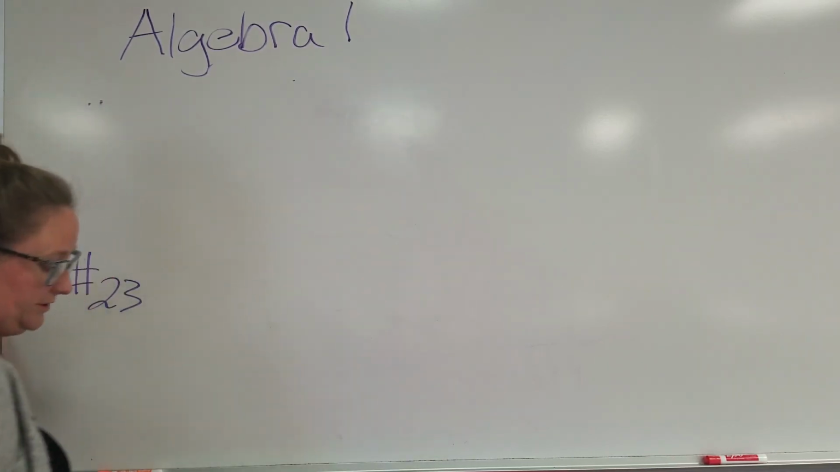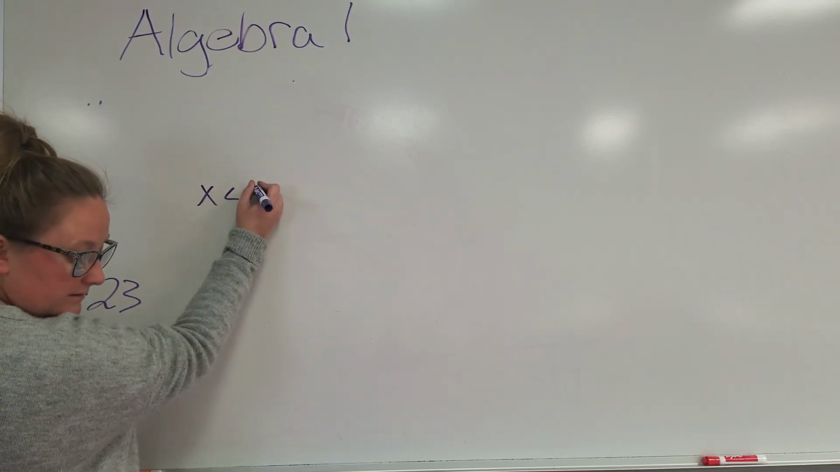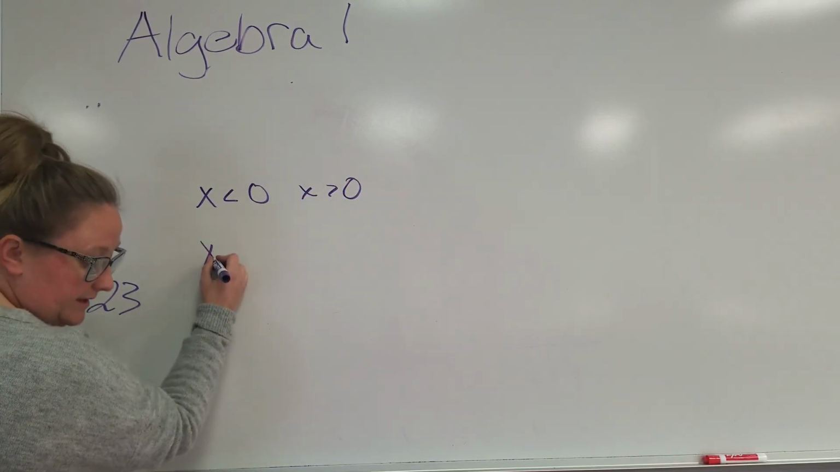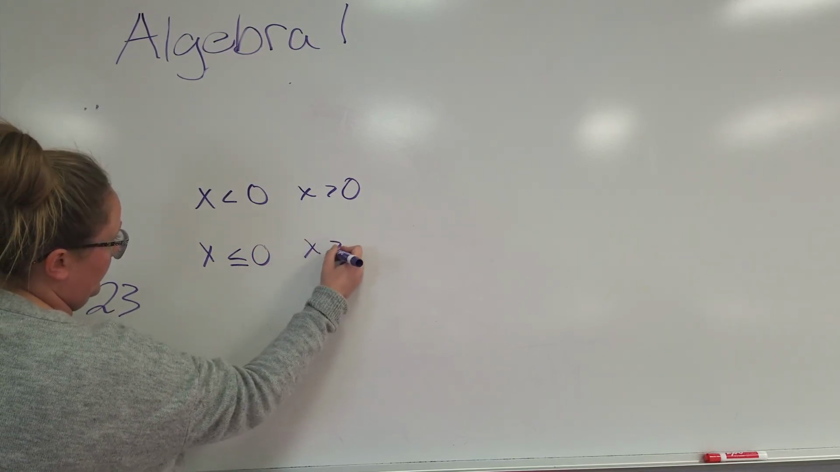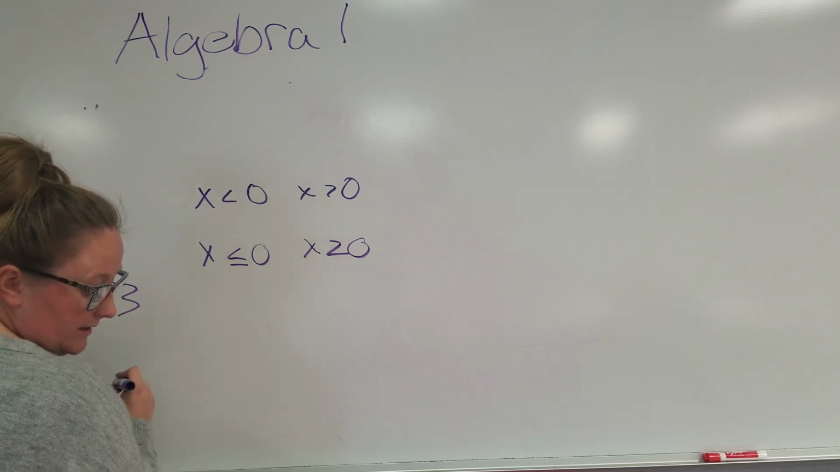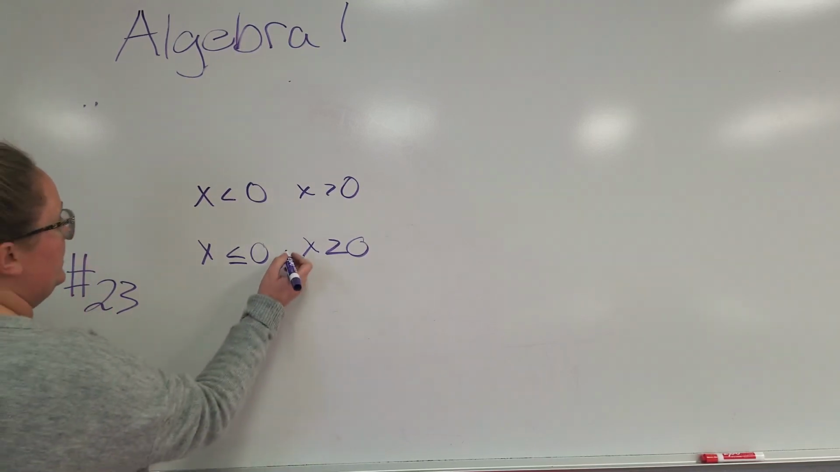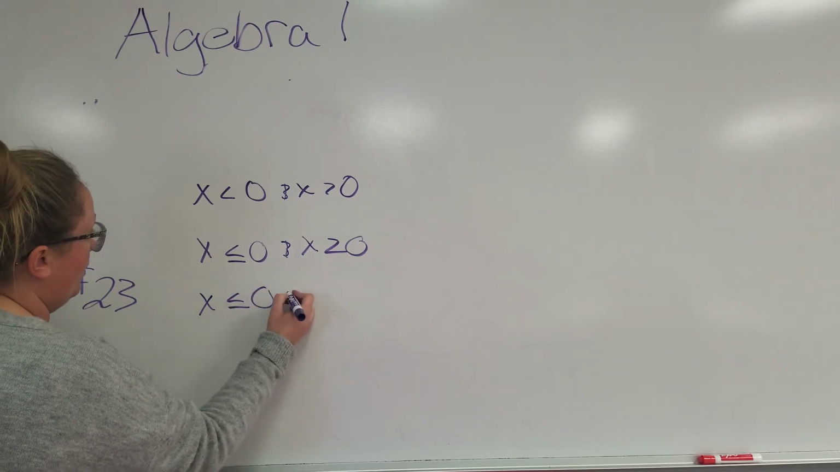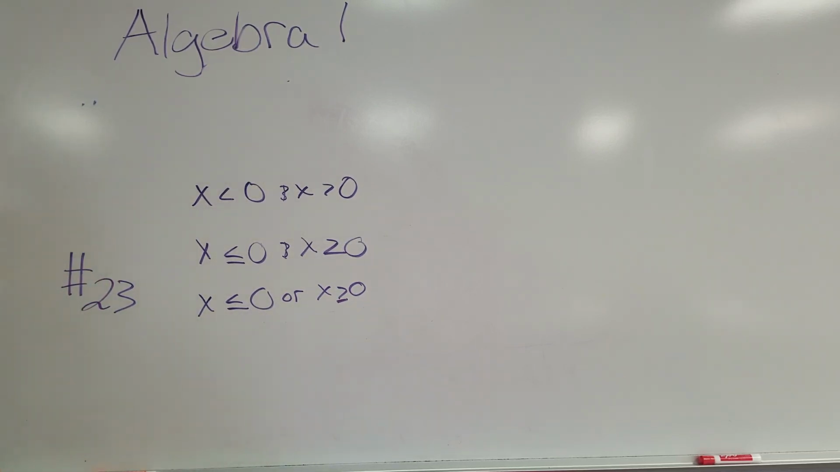they give you 3 options here. They say x is less than 0 and x is greater than 0. They say x is less than or equal to 0 and x is greater than or equal to 0. And they say these two both say and, and the bottom one says x is less than or equal to 0 or x is greater than or equal to 0. All right. So they want to know which one has no solution.